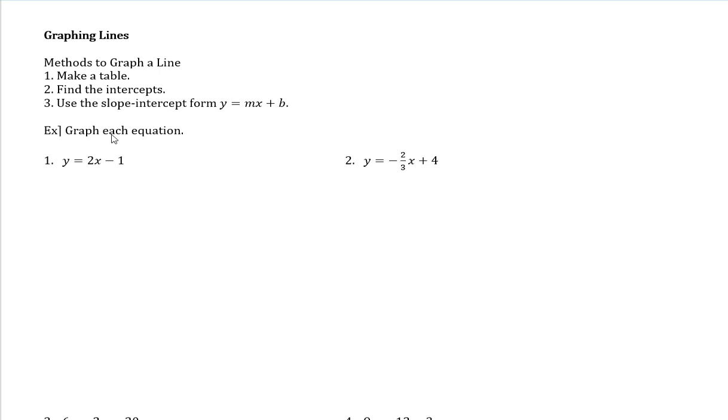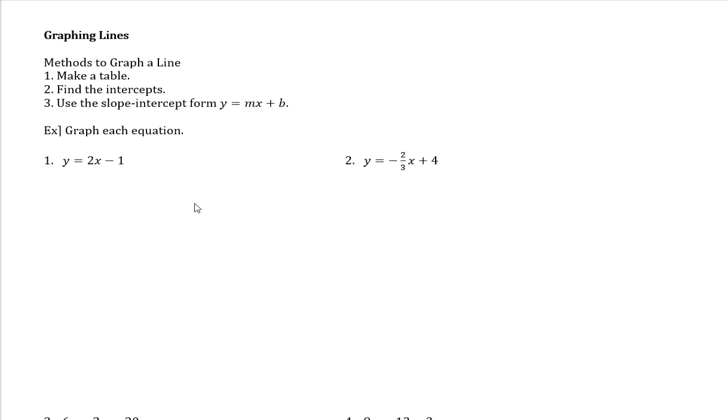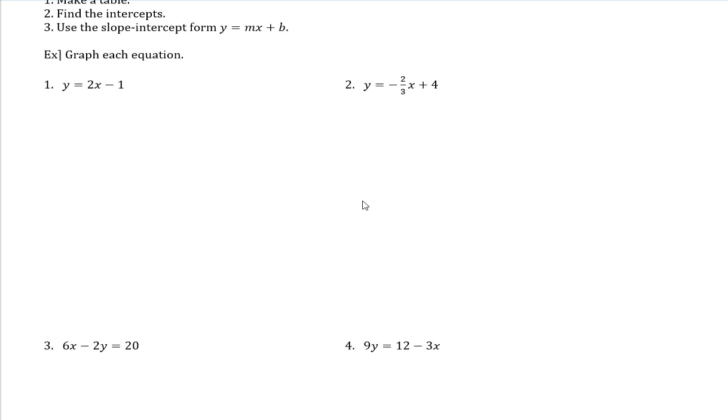So there are three ways to graph lines. Some are more advantageous depending on the way that it's set up. So for instance, these first two, it's usually easiest to do the slope-intercept form. Okay, so let's break that down. Let's go ahead and do that method.